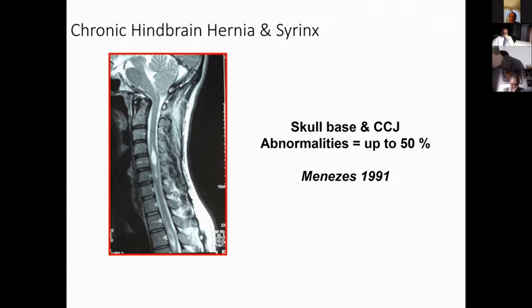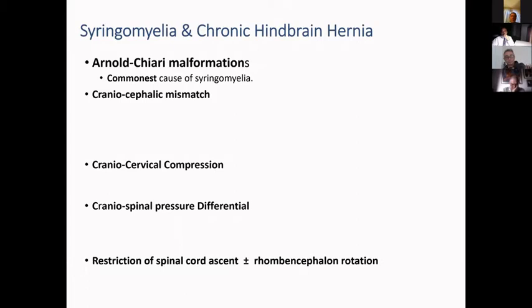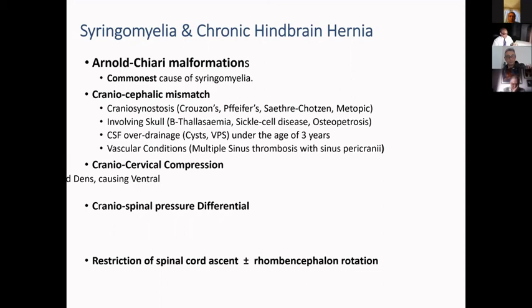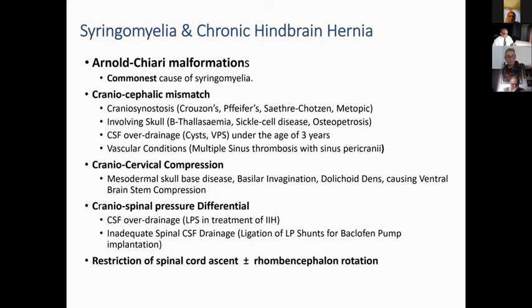So what are these things? What we found is that in our series with syringomyelia and hindbrain hernia, craniocephalic mismatch was prominent. We had craniocervical compression, craniospinal pressure differential, and also some cases with restriction of spinal cord ascent, either by tethered cord, lipomas, and so on. So a number of factors are associated with syringomyelia.